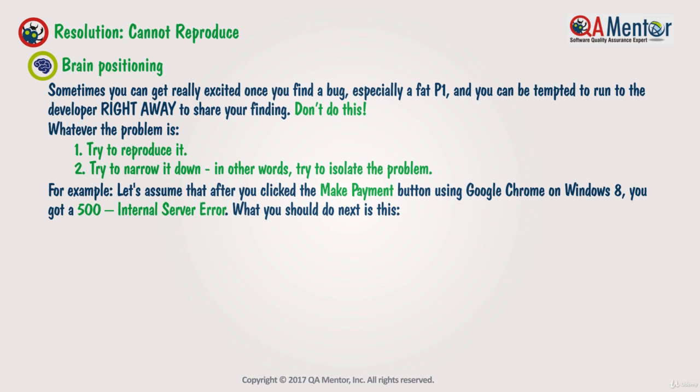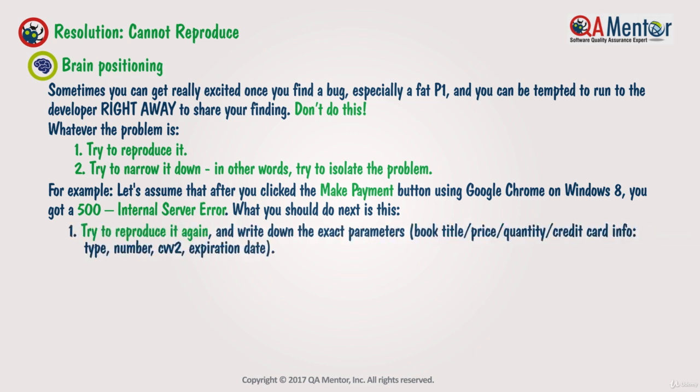For example, let's assume that after you clicked the Make Payment button using Google Chrome on Windows 8, you got a 500 internal server error. What you should do next is this. 1. Try to reproduce it again and write down the exact parameters: book title, price, quantity, credit card info, type, number, CVV2, expiration date.